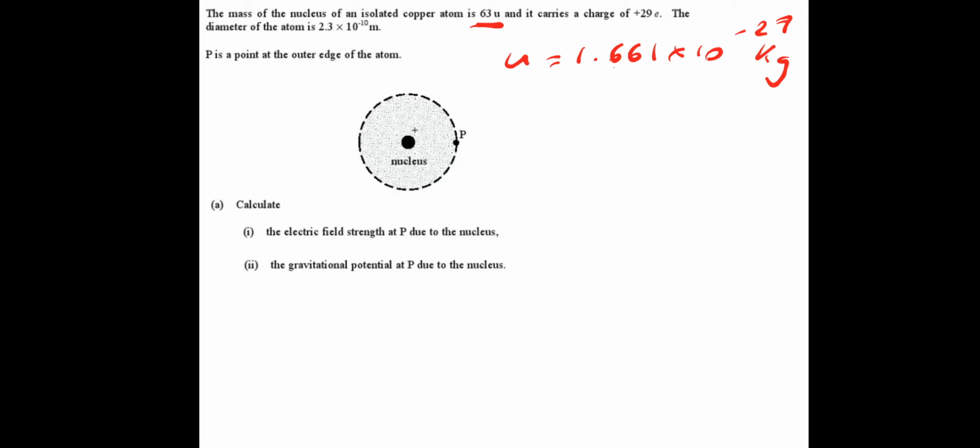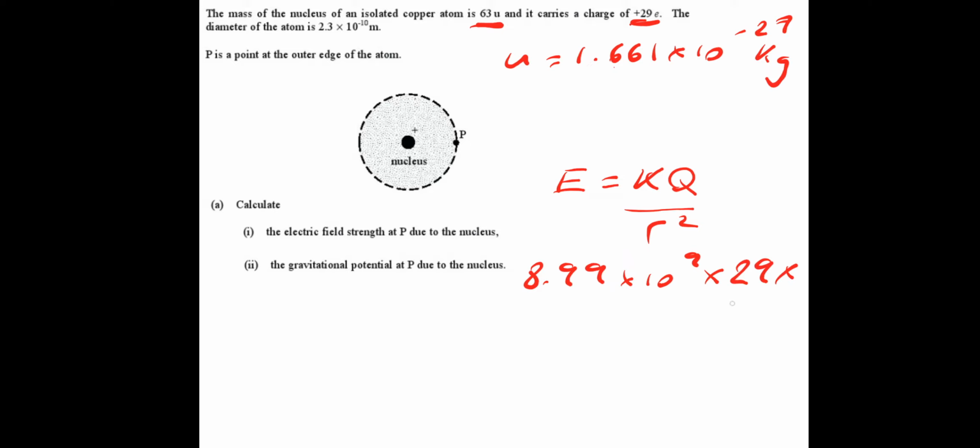So if you want to have a go at that question now, I'll take you through the answer when you've done. So let's do electric field strength first. The electric field strength is kQ over r squared. So k is 8.99 times 10 to the power 9, times the charge. Now the charge is 29e, so that would be 29 times the charge of an electron, 1.6 times 10 to the minus 19. And then we need to divide that by r squared.